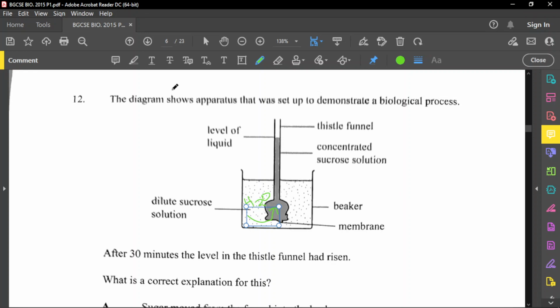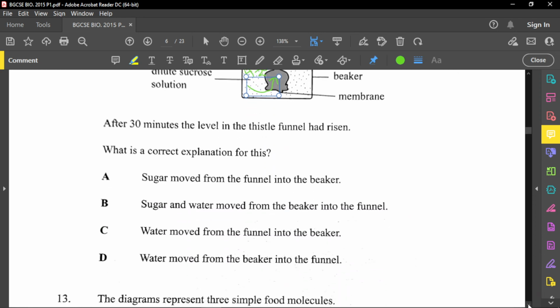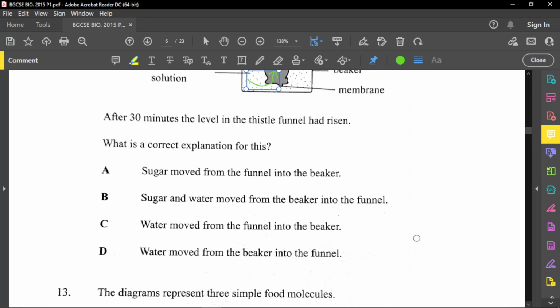So let's go to our options now and see what is correct. What's the most likely reason for this? The sugar moved from the funnel into the beaker, which is not correct because sugar is not moving by osmosis. Since the membrane is there, water moves across the membrane, it is osmosis. Sugar and water moved, not correct. Water moved from the funnel into the beaker, not true. Instead, water moved from the beaker into the funnel. That's why the funnel level increased. All right, let's go to our next question.